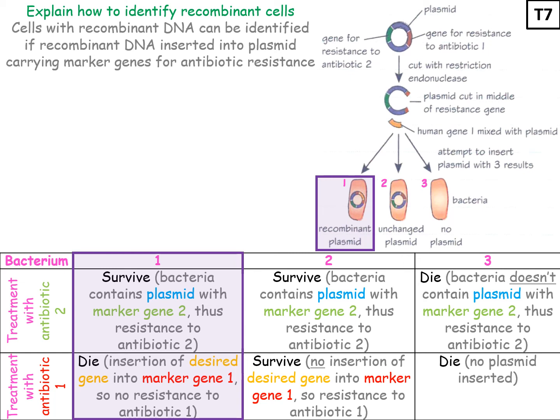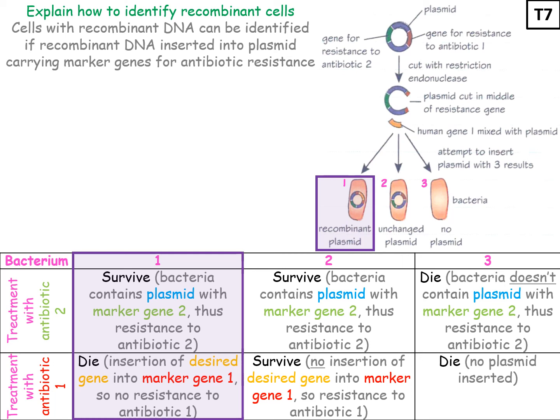So how do we now know if the plasmid does contain the inserted gene? Well, this has to do with the gene for resistance to antibiotic 1 being disrupted. If the inserted gene goes into the plasmid, it cuts in the middle of the resistance gene. Therefore, that resistance gene to antibiotic 1 is non-functional, so that plasmid will not be resistant to antibiotic 1. So an inserted gene will disrupt the resistance to antibiotic 1, and therefore that bacteria will not be resistant to antibiotic 1 anymore.